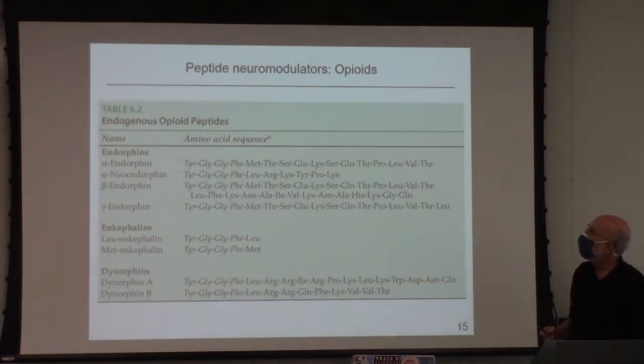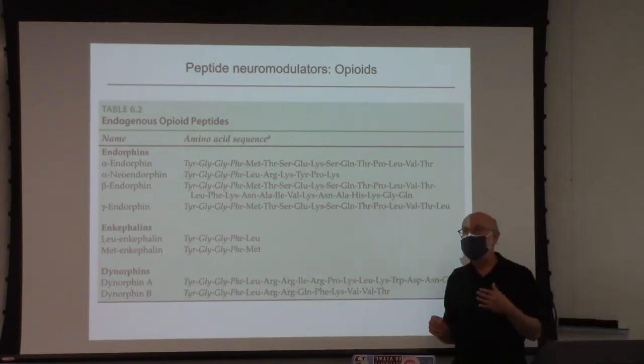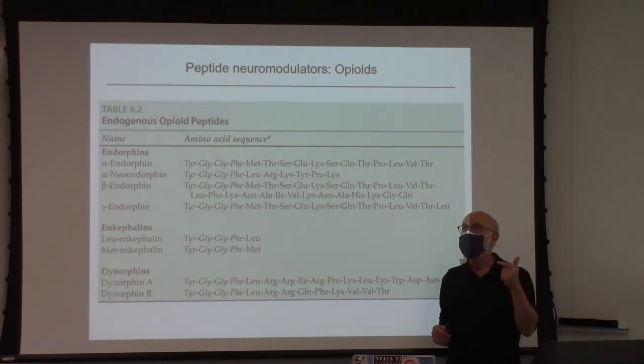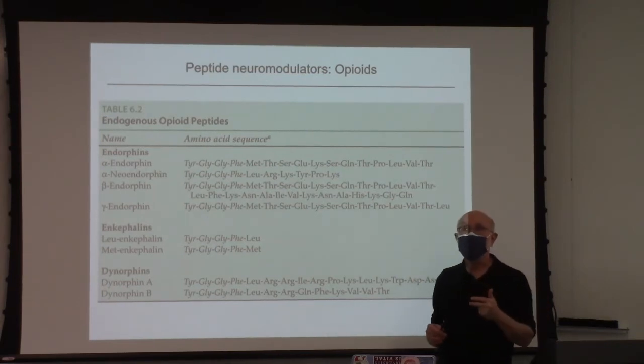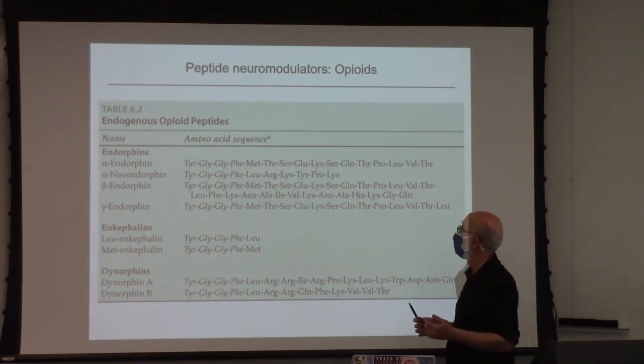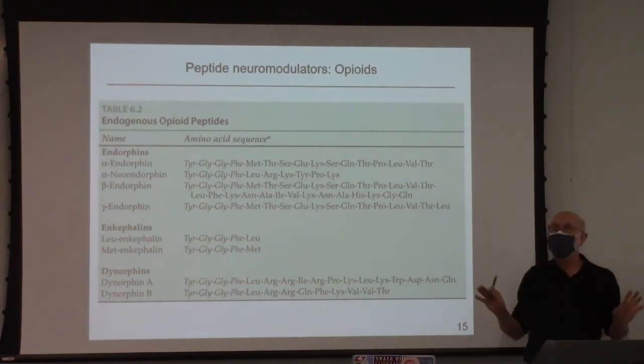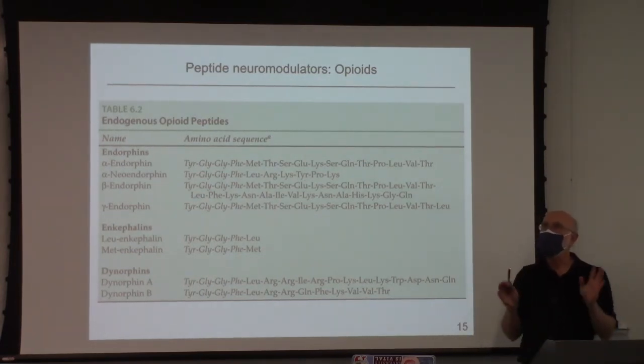I just want to mention that all of the neurotransmitters we've been talking about, acetylcholine, the catecholamines, serotonin. We haven't talked about glutamate and GABA, but they also are small molecules. There are also peptide neurotransmitters. And maybe let's just leave it at that. There are peptide neurotransmitters.